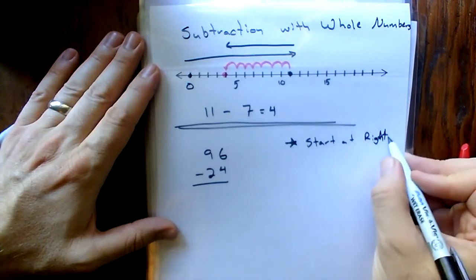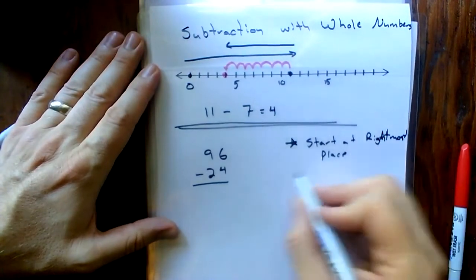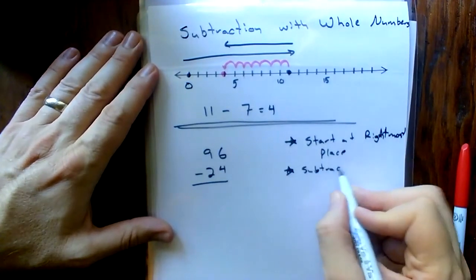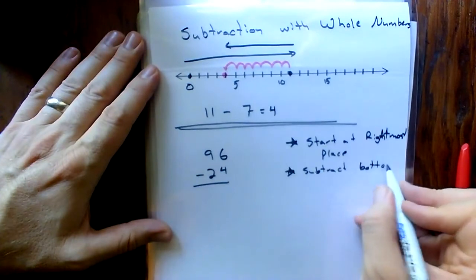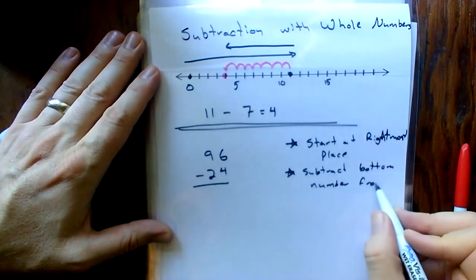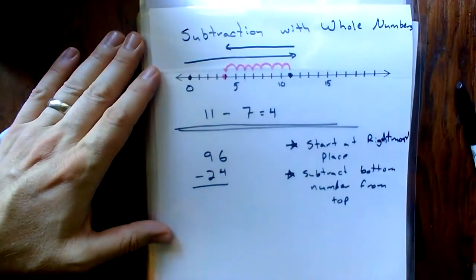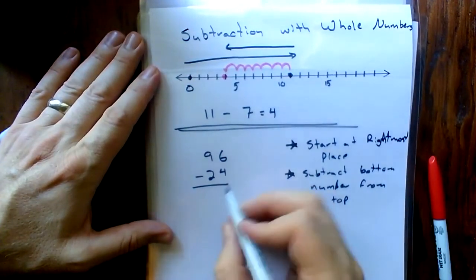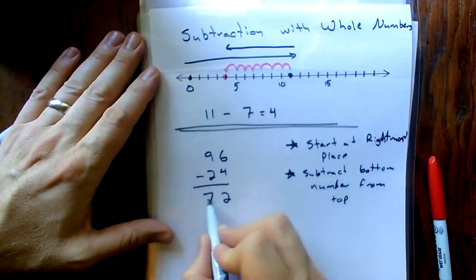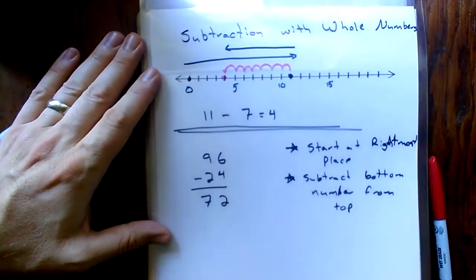Rightmost place. And then you subtract the bottom number from the top. So 6 minus 4 is going to be a 2. 9 minus 2 will be a 7. Well, that's pretty straightforward.